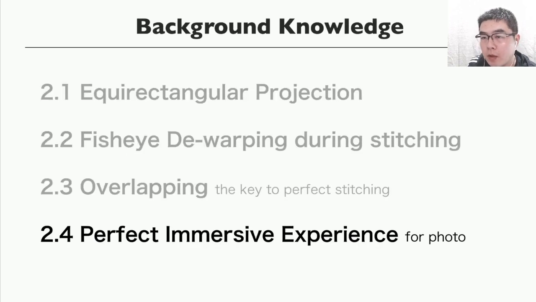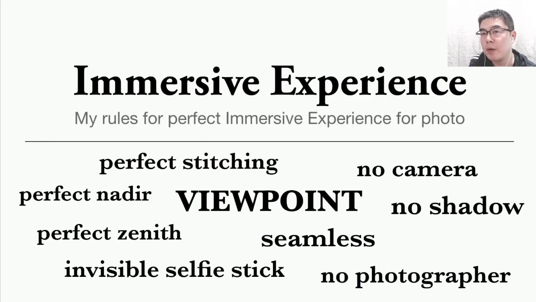Okay, so with fisheye dewarping with rectangular projection and overlapping, if you overcome all the problems, all the stitching errors, finally you will have this perfect immersive experience for photo or for video, right? So in my opinion, my rules for the perfect immersive experience are: you've got to have the perfect stitching, the perfect nadir, the perfect zenith, and you also have to get the invisible selfie stick.